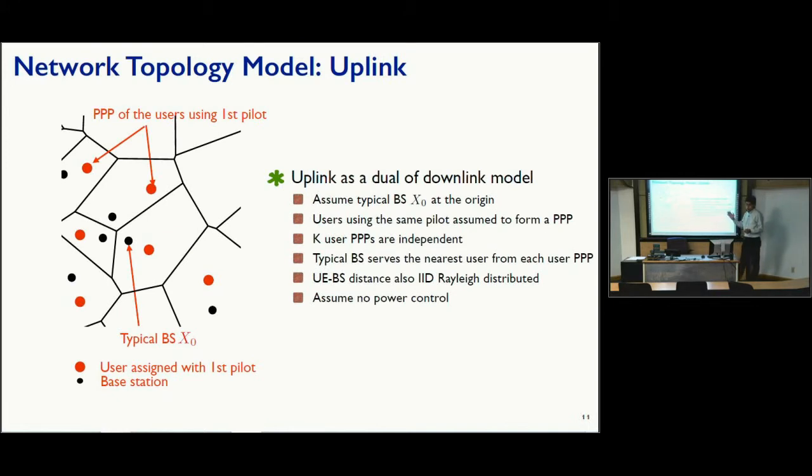Here is the topology for the uplink. Basically, we consider a dual model of the downlink. Here we place a typical base station at the origin, and we model the distribution of the users as a PPP, a Poisson point process. And we assume also the distance between the typical base station and its serving user is i.i.d. Rayleigh distributed. And for simplicity, we ignore power control in the uplink.